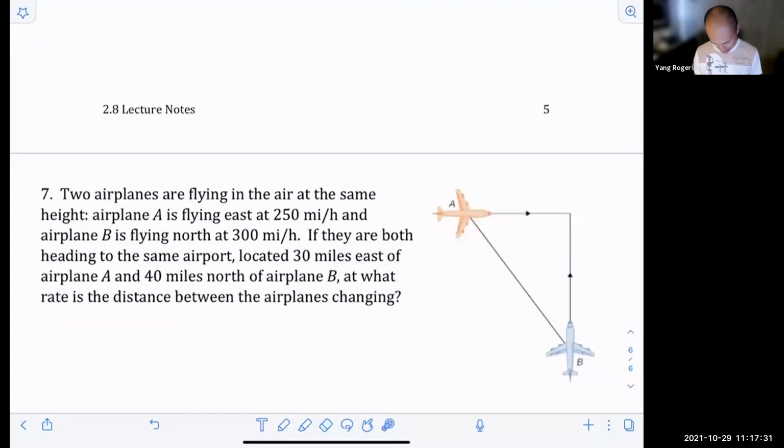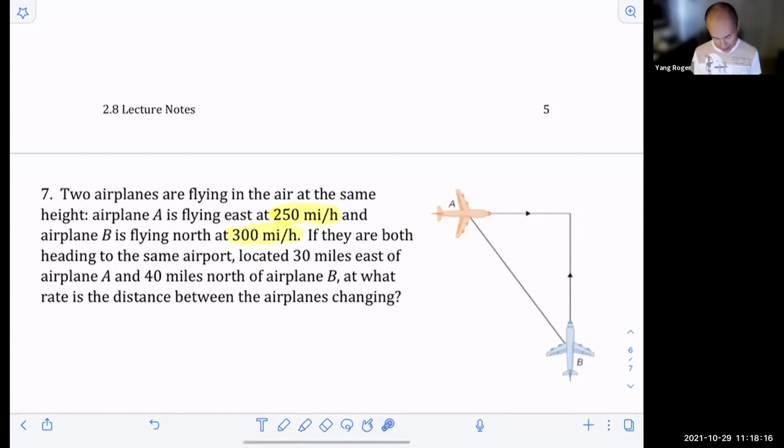I mean, eventually I'll do it for you, but two planes are flying in the air at the same height. Airplane A is flying east at 250 miles per hour. When you guys look at this, I hope you have a bioreaction. I hope you're like, oh, that's a rate. The top is a unit of length and the bottom is a unit of time, right? So this is a rate. Plane B is flying north at 300 miles per hour. This is also a rate. So they're giving us two rates.